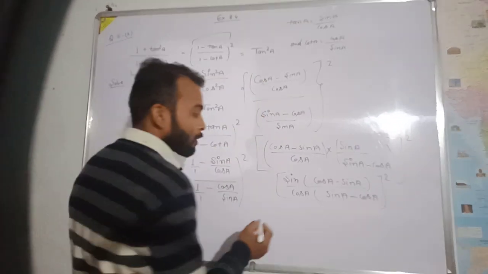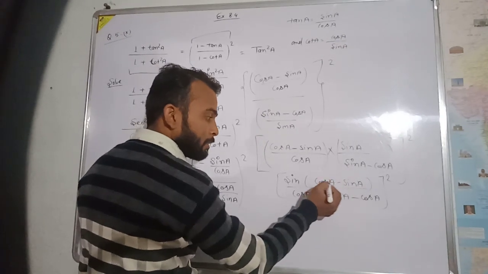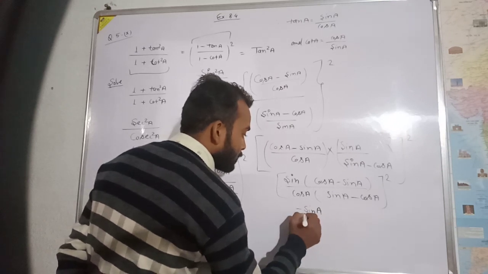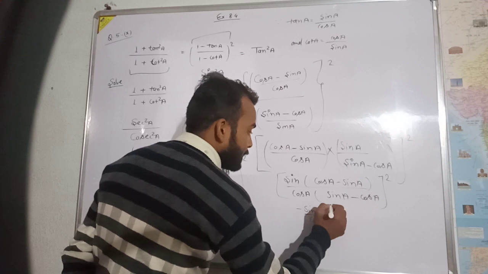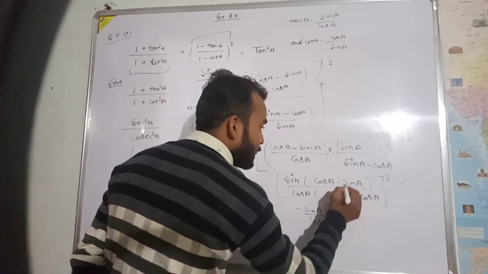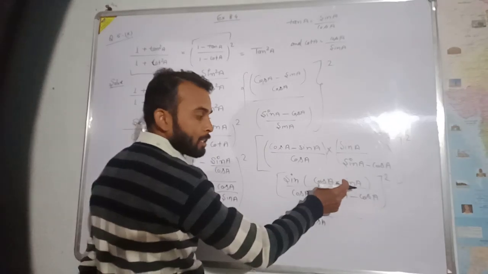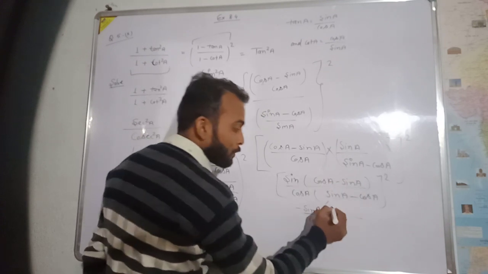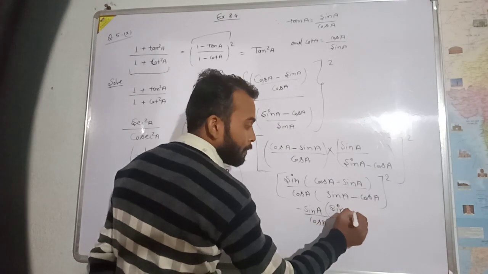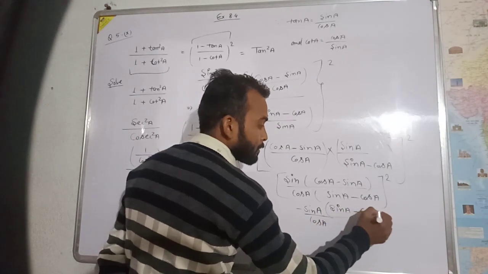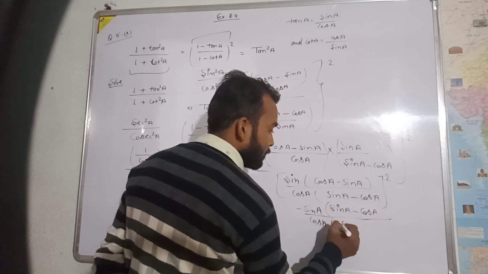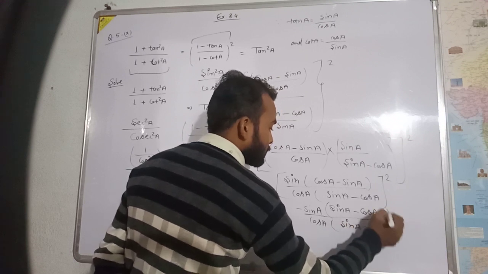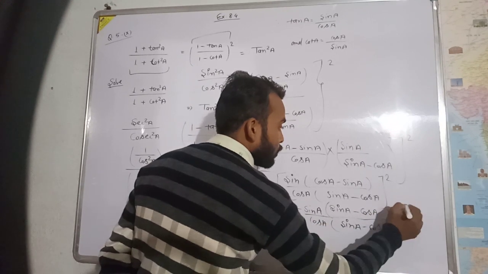Clear? Now here we take minus common, so it will be minus sin A upon cos A, and it will be also minus cos A and plus sin A. When we take minus 1 common, it will be plus sin A and become minus cos A. So sin A minus cos A upon, it is also written in the form of sin A minus cos A. This is the whole square of.